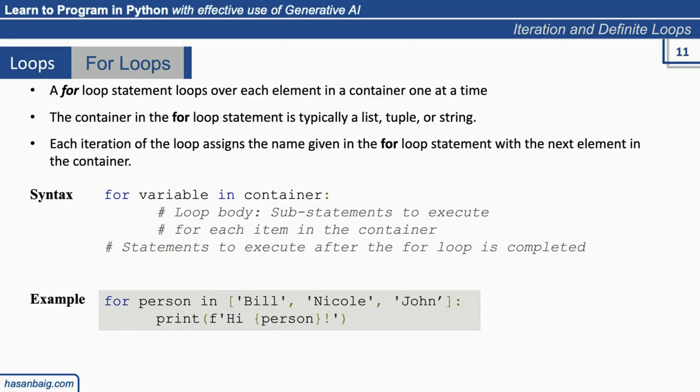We have just discussed this. What will be the output? Yes? Hi, Bill. Hi, Bill, and then? Hi, Nicole. Hi, Nicole, and hi, John. All will appear as separate lines, right? Because the default behavior of the print statement is that it prints whatever we want it to print and then changes line. So hi, Bill, hi, Nicole, and hi, John.